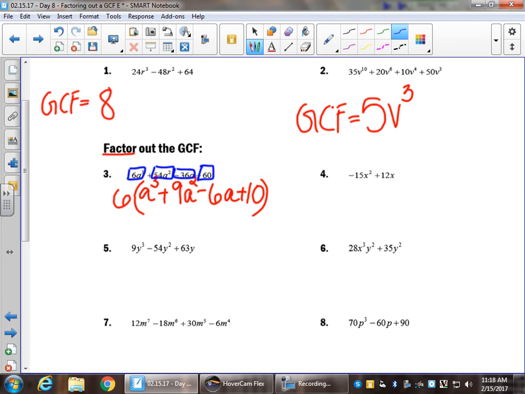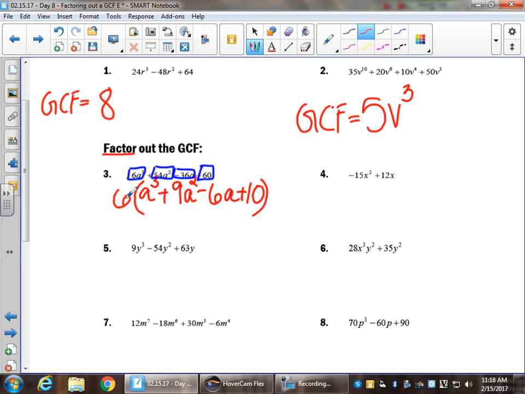What was your question? Are you talking about 1 and 2? The first two were just identify the GCF. So all you had to do was write the GCF. This one's factor it out. Okay?